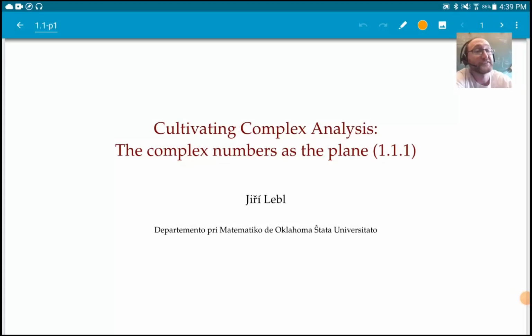All right. Hello. Let's start this, I guess, the first actual lecture in this course. And we're going to look at just the basics of complex numbers, the definition of the complex numbers. We're looking at subsection 1.1.1.